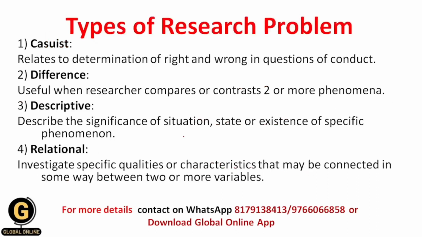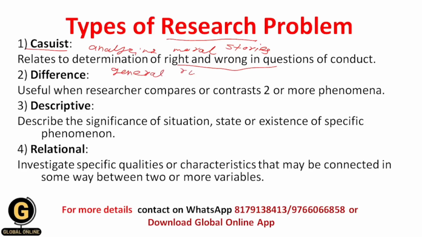Now students, let us see what the different types of research problem are. First is casuist. A casuist research problem relates to the determination of what is right and wrong in your research problem. Your research problem is a question related to the determination of right and wrong. How will you determine what is right and wrong in your questions? By analyzing moral things or moral stories. If you analyze these moral stories, based on that you determine what is right and wrong in your questions, and you can also apply your general rules.